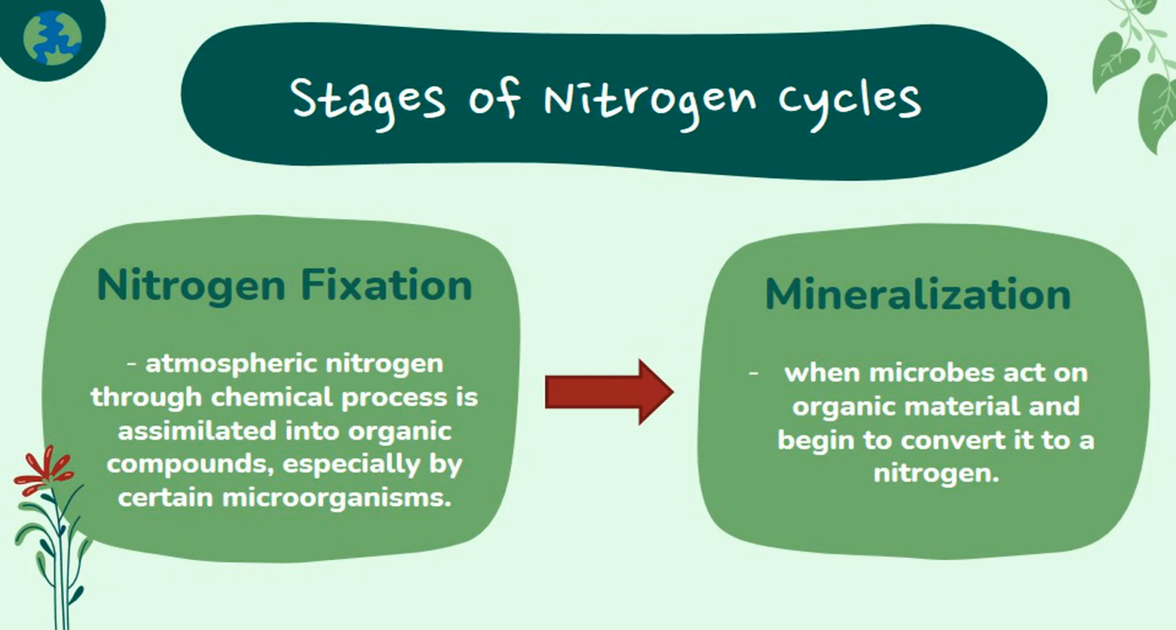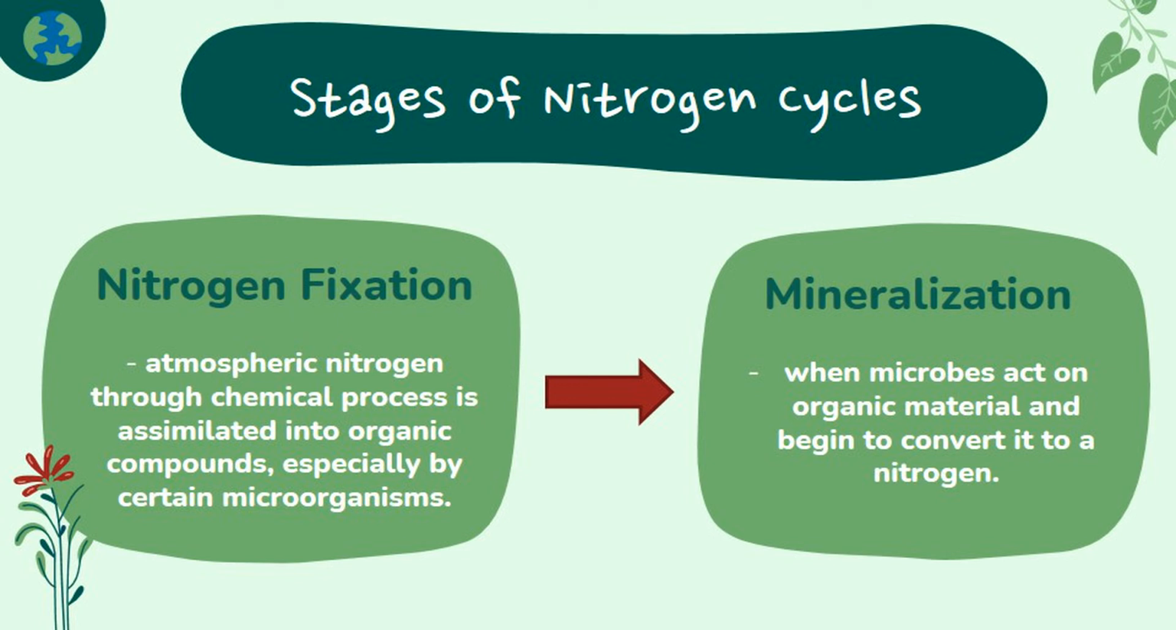In the first stage, nitrogen moves from the atmosphere into the soil. However, this nitrogen is unavailable to plants because the gaseous form cannot be used directly by plants without undergoing a transformation. Hence, nitrogen fixation happens, where atmospheric nitrogen through a chemical process is assimilated into organic compounds, especially by certain microorganisms, as part of the nitrogen cycle. Fixation converts nitrogen in the atmosphere into forms that plants can absorb through their root systems.